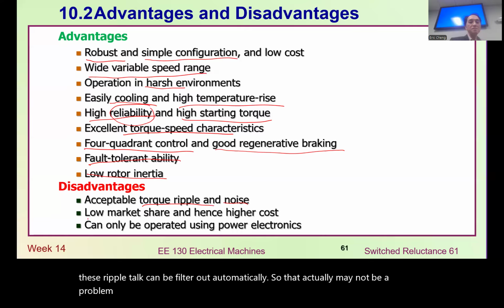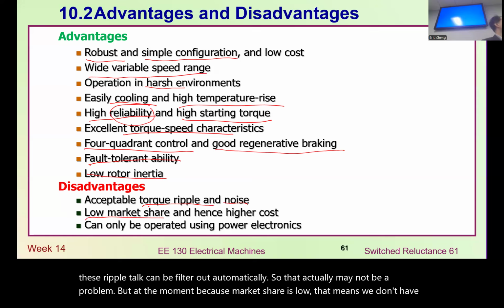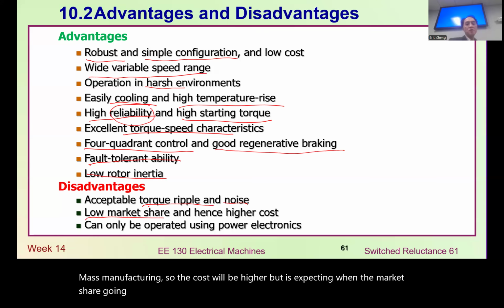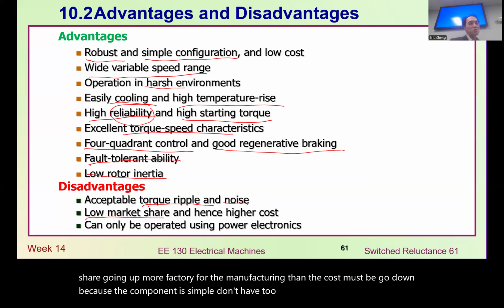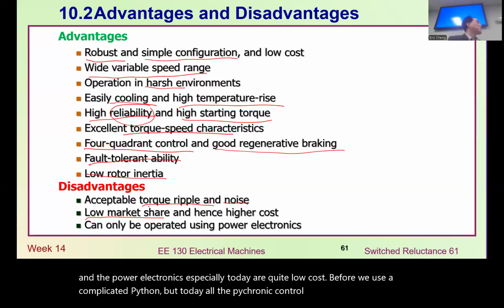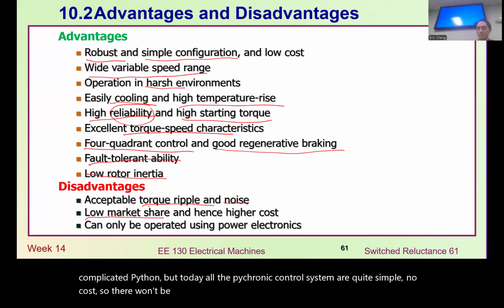But at the moment, because the market share is low, that means we don't have any mass manufacturing, so the cost will be higher. But we expect that when the market share goes up and more factories do the manufacturing, then the cost must go down, because the components are simple and don't have too many special components. And the power electronics, especially today, are quite low cost. Before, we used complicated power electronics, but today all the power electronic control systems are quite simple and low cost. So that won't be any problem either.